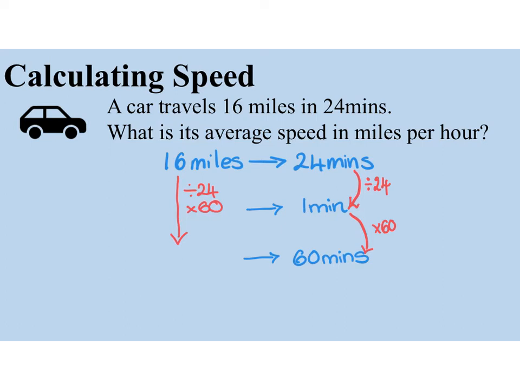Grab a calculator. And that comes out as 40 miles. So remember here that 60 minutes is the same as an hour. So our car is travelling 40 miles every hour. So let's finish off with the answer. The average speed equals 40 miles per hour.